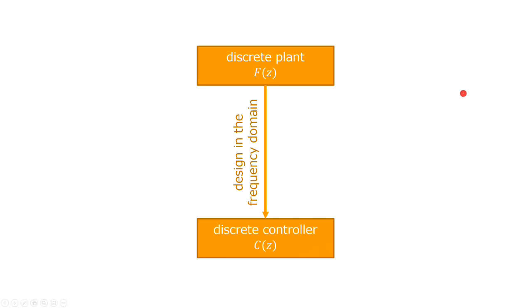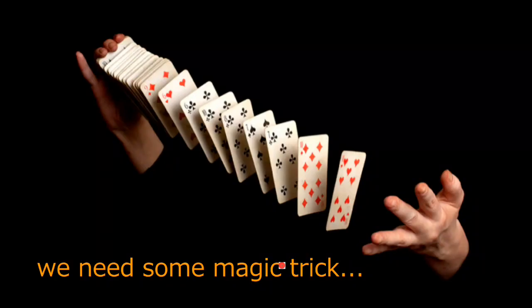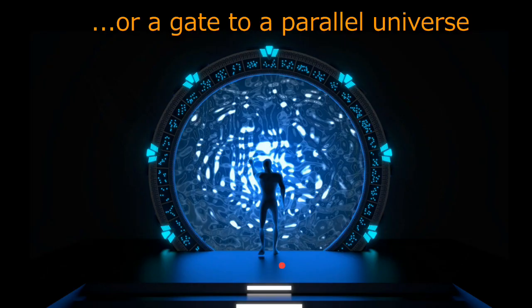We wanted to have the discrete plant and make the design in the frequency domain to get the controller, for instance, using compensators. But this we know is not possible. So we need some magic trick. The magic trick is like going to a parallel universe. This really looks like science fiction, but it's quite simple.